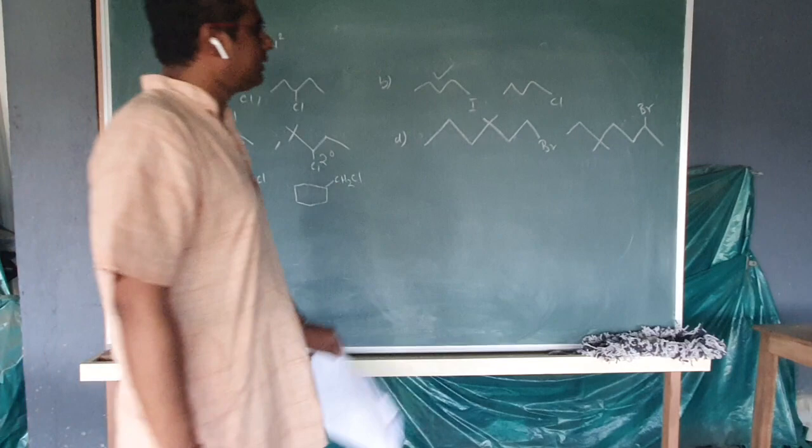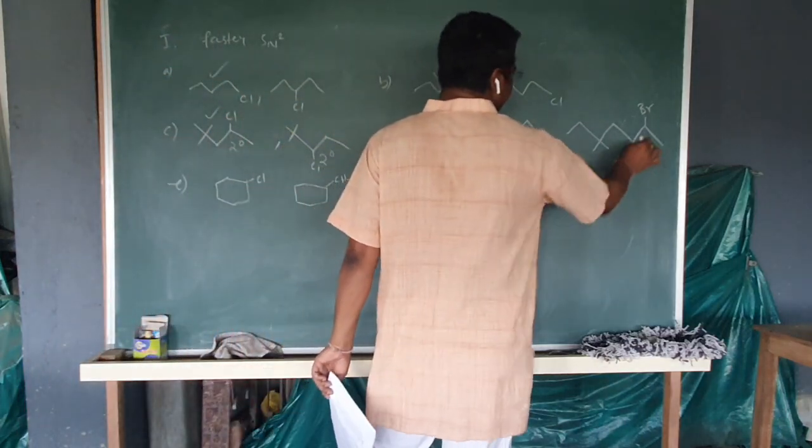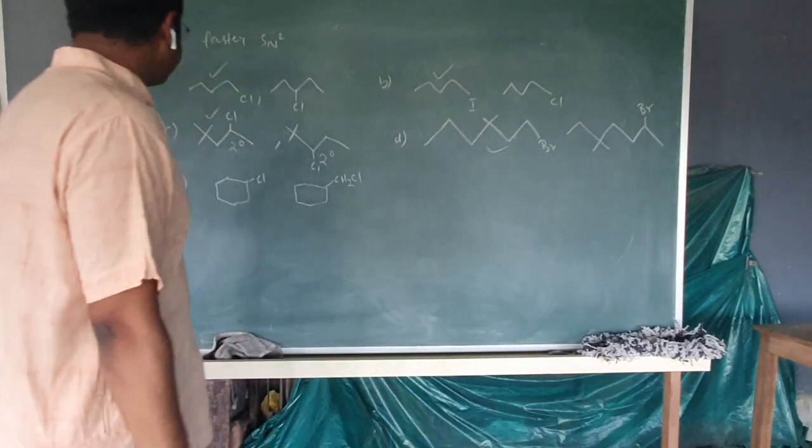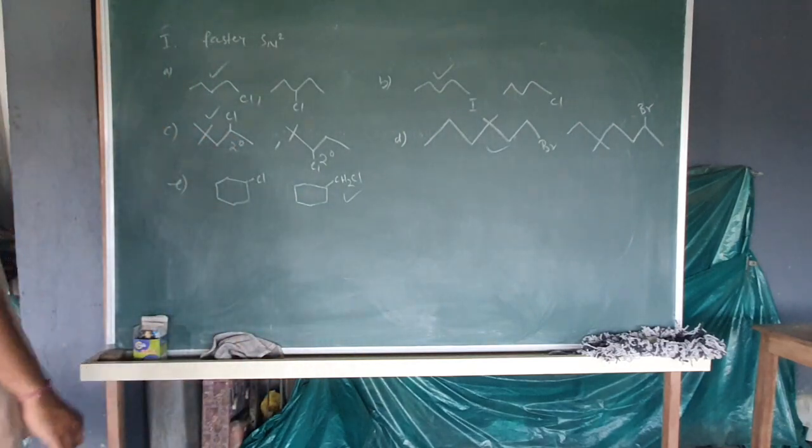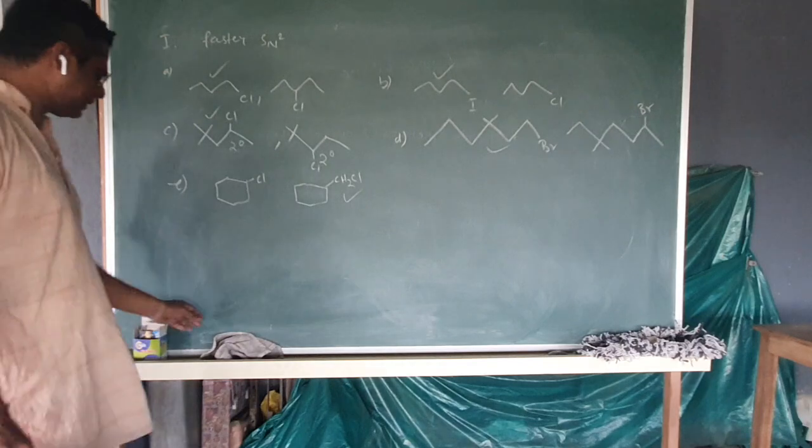Next is this one. Obviously, this one will have a faster reaction. This is 2 degree, no chance. Next is this one. This is 2 degree, this is 1 degree. This will have a faster reaction. Very easy. Faster SN1, faster SN2.